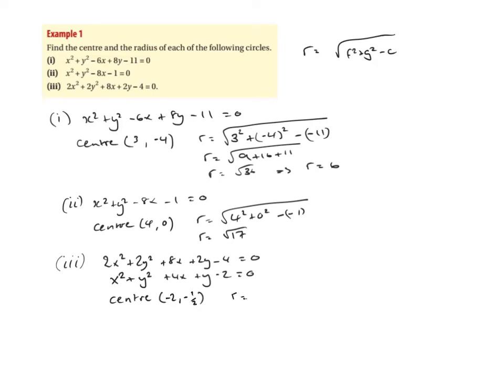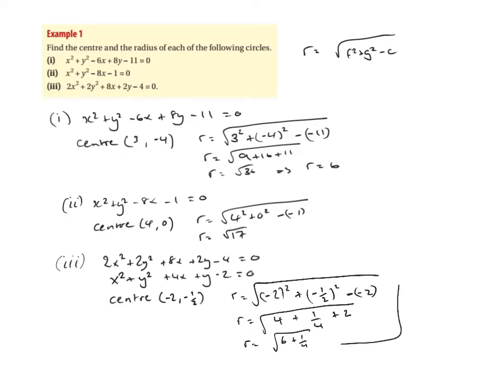We've got r is equal to the square root of minus 2 all squared plus minus a half all squared, and we've got minus minus 2 here. Remember, quite often you're going to get that double negative, so let's work that out. So r is equal to minus 2 all squared, which is 4, plus minus a half all squared, which is a quarter, and then minus minus 2, which is plus 2. Calculate that and you've got 6 plus a quarter.